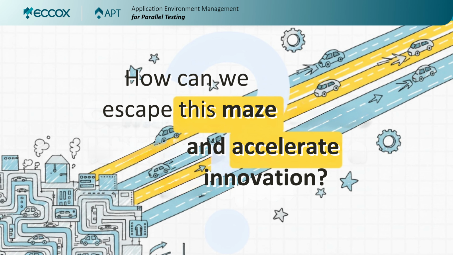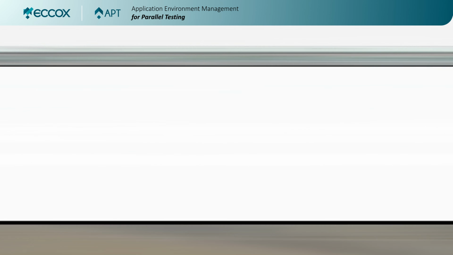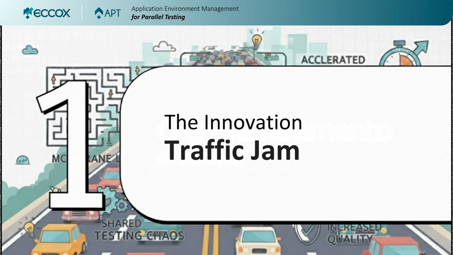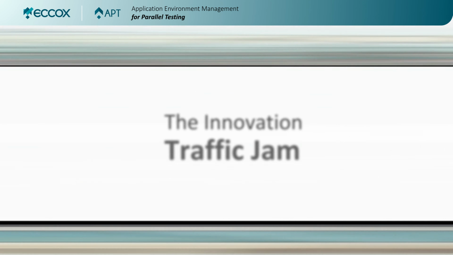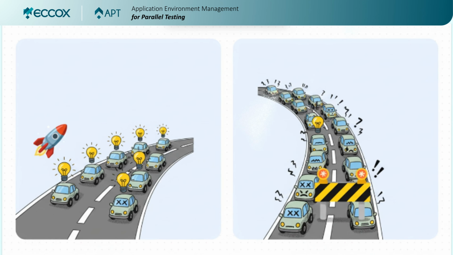That's what we're going to unpack now, how to get out of the maze and, more importantly, how to accelerate innovation for real. Alright, before the solution, we need to size the problem. Think of it as the innovation traffic jam. Here's the heart of it, the big clash. On one side, agile teams buzzing with ideas, ready to ship. On the other, all of them crammed into the same single test environment, tripping over one another. There's only one name for this, a recipe for chaos.